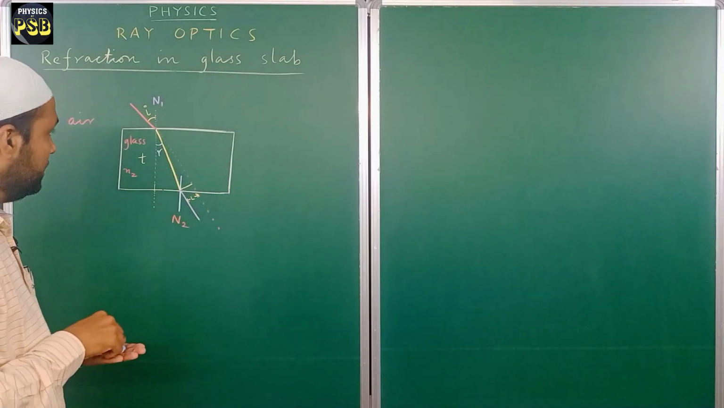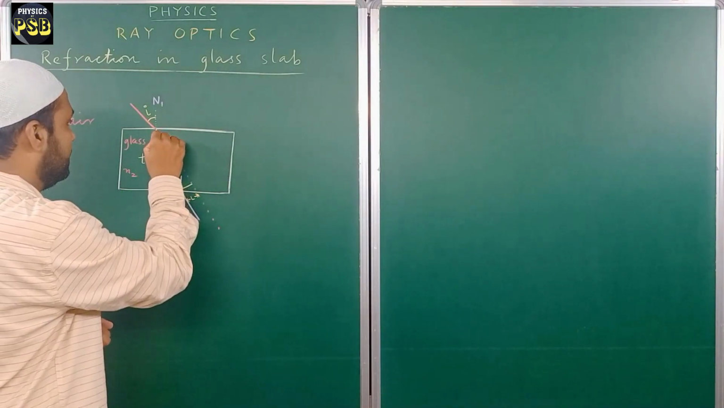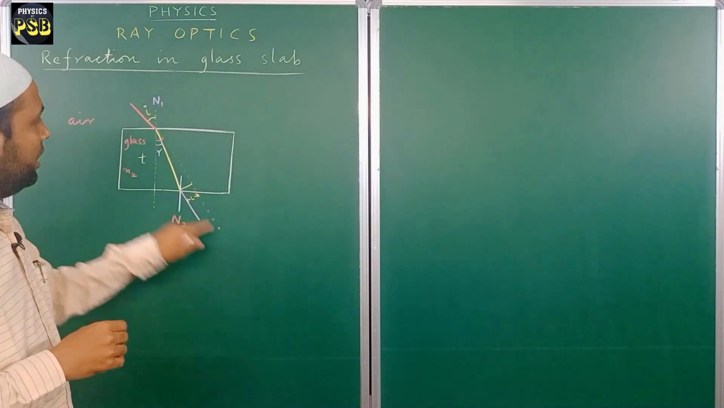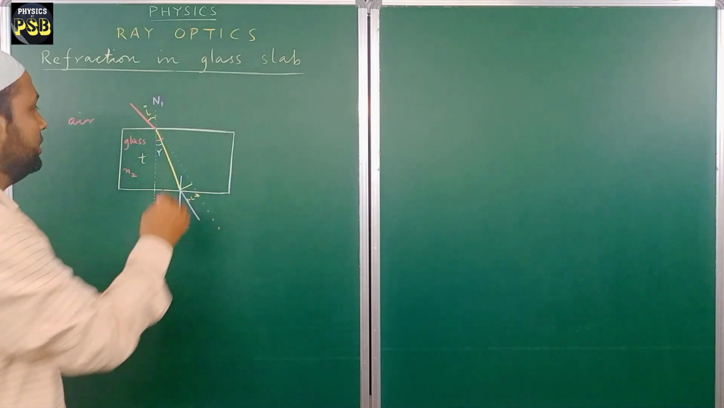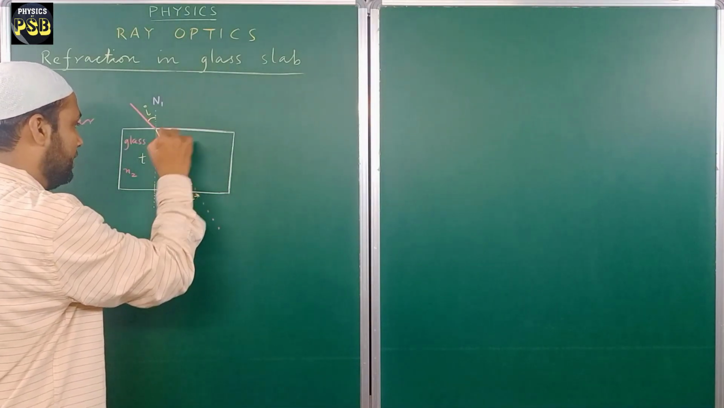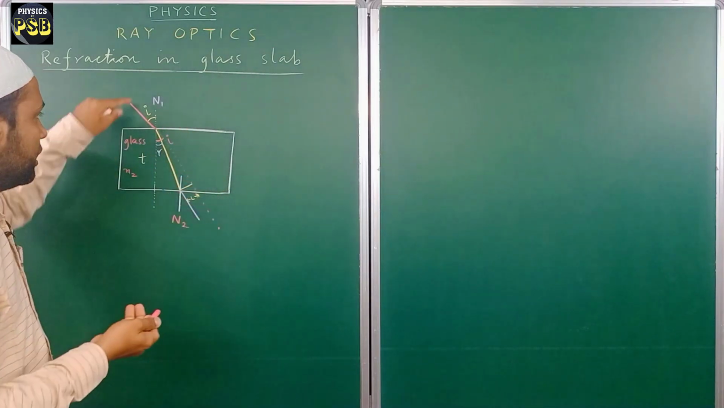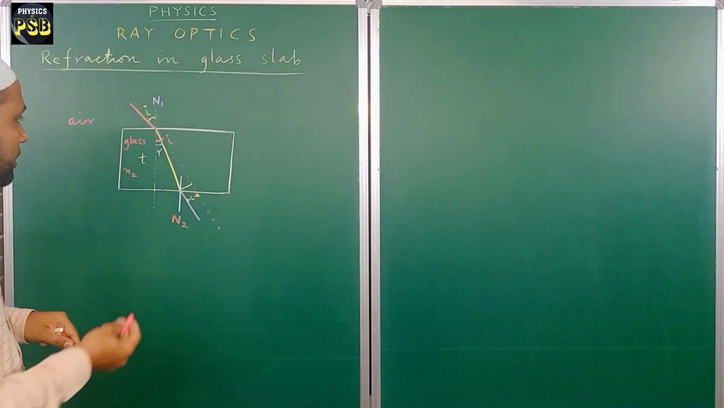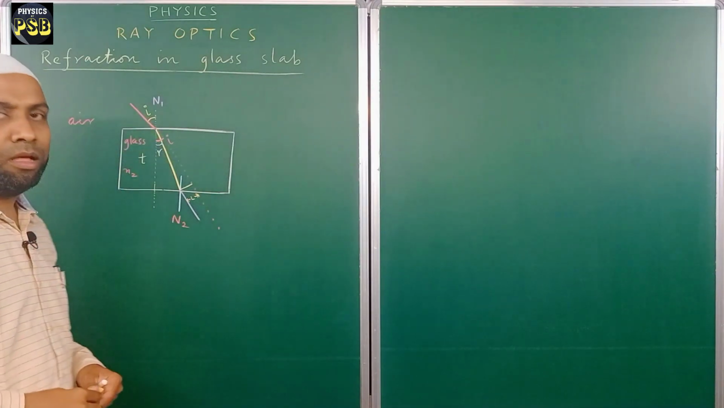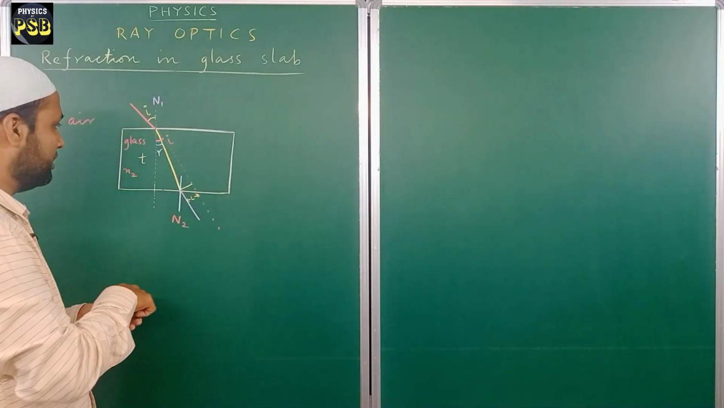Now, here, one thing you need to know. This angle between the undeviated ray and the normal is taken as I. This angle is taken as I, which is nothing but the angle of incidence. Clear? This is in accordance with the geometrical rules. Fine. Now, what about this angle?